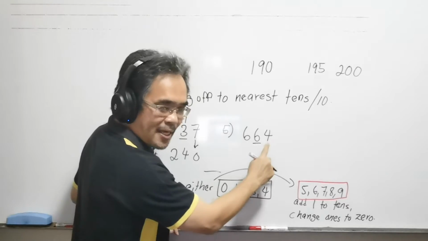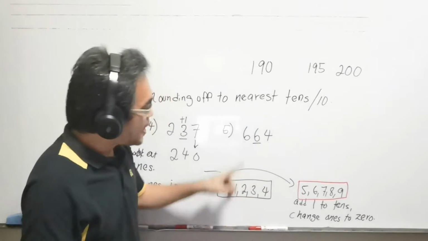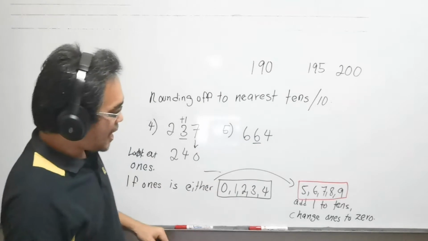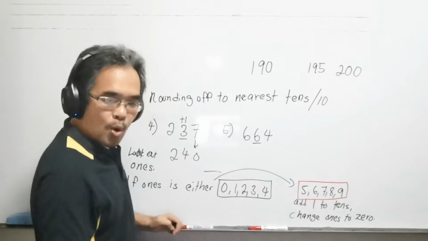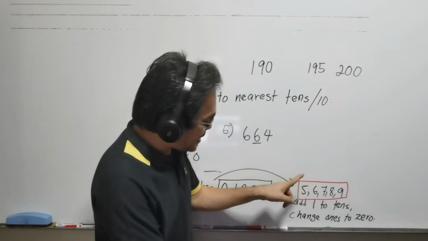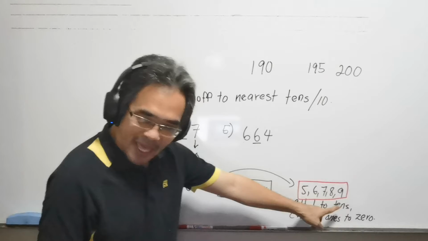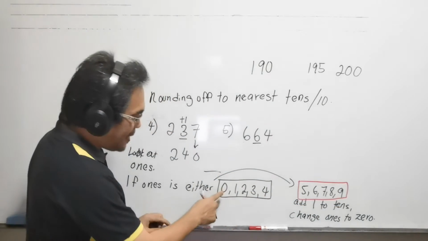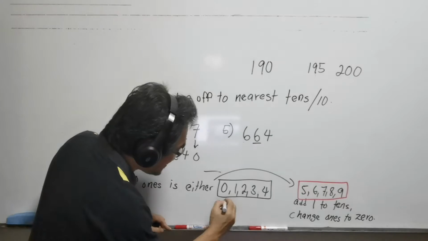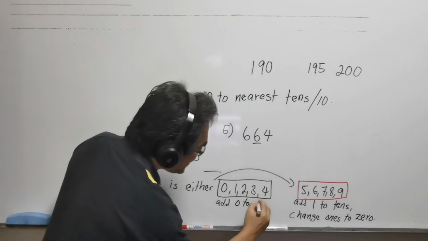So if the number is 4, is it on the black or the red one? Do we add 1 to 6? Do we add 1? No. Okay, because if the number is 5, 6, 7, 8 or 9, then we add 1 to tens. If the number is 0, 1, 2, 3 or 4, add 0 to tens.